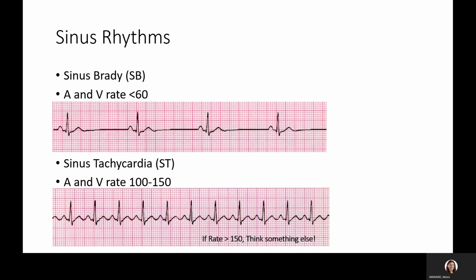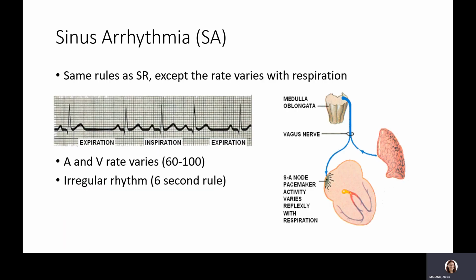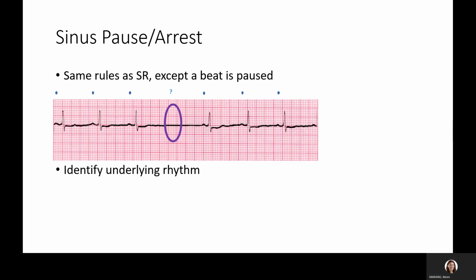Okay, our next one we're going to talk about is sinus arrhythmia. This has the same rules as sinus rhythm, except the rate can vary with respiration. So as they breathe in, the heart beats a little faster. As they exhale, the heart beats a little bit slower. As you can see, everything gets paired together through the vagus nerve. So the atrioventricular rate usually averages out somewhere between 60 and 100. It's going to be irregular, so you would have to use your 6-second rule in order to calculate that. But we would, again, somewhere between 60 and 100 expect it to be.